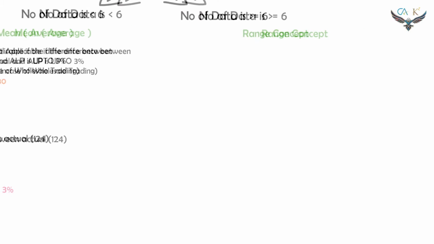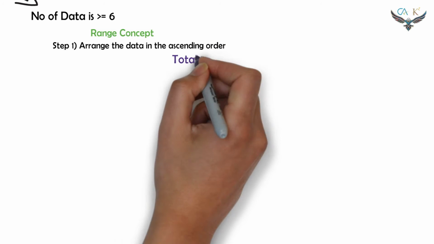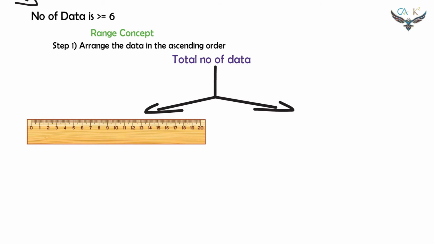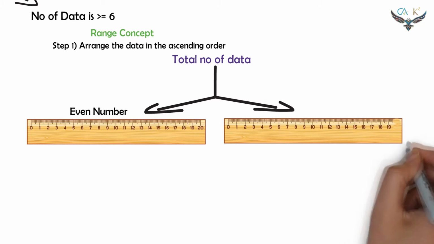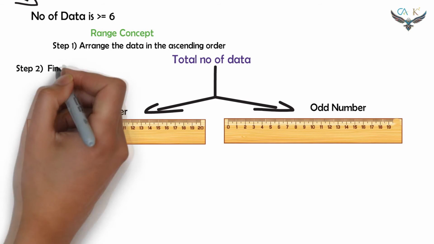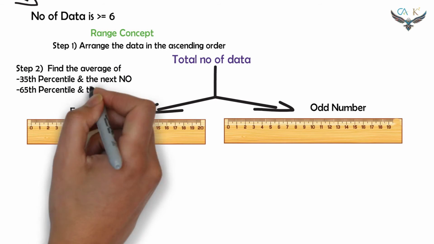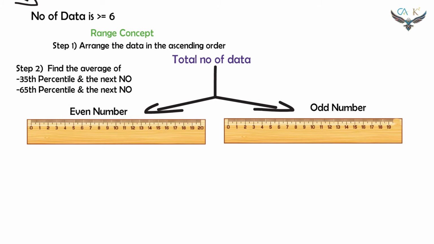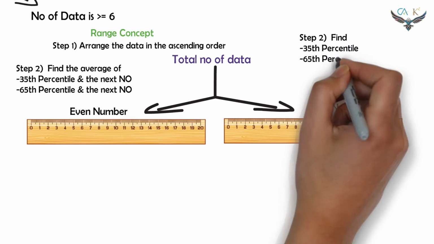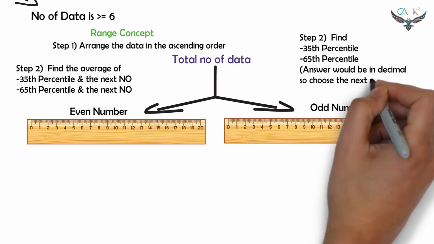Okay, now let's see the steps to be followed under the range concept. The first step is to arrange all the items in the dataset in ascending order. The second step depends on whether the total number of data is an odd number or an even number. If the total number of data is an even number, then the second step is to find the average of the 35th percentile and its next number, and the 65th percentile and its next number. And where the total number of data is an odd number, the second step is to calculate the number next to the 35th percentile and the number next to the 65th percentile.